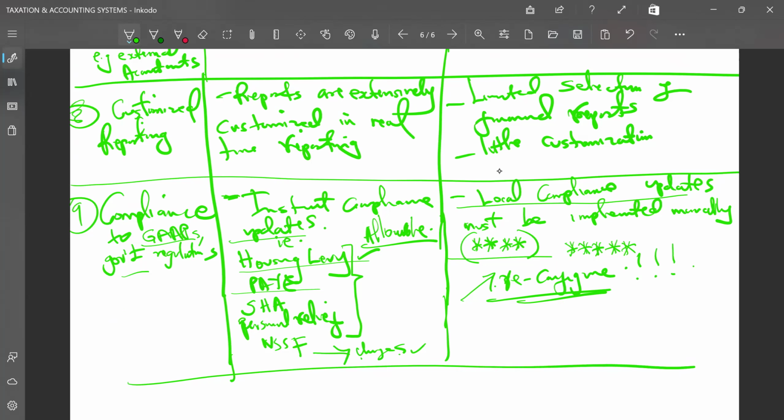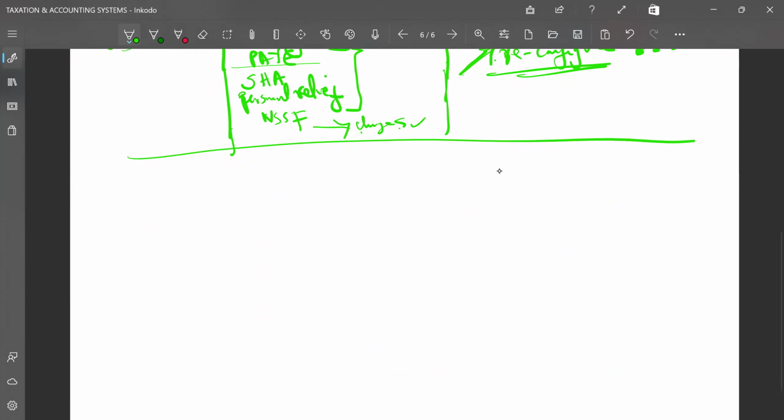But if they have to serve every user manually, it will take a lot of time for them to even reach you, because they have a lot of users and they will be contacting them one by one, going to their premises, reconfiguring. How long will that take? You can view that on your end and see the practicability of that. So that is on compliance to generally accepted accounting principles and government regulations. And when we talk about government regulations, basically we talk about taxes.